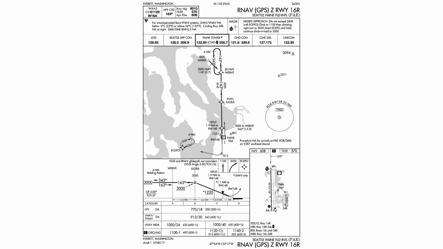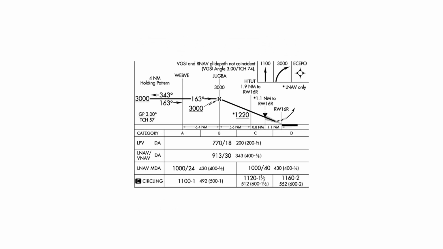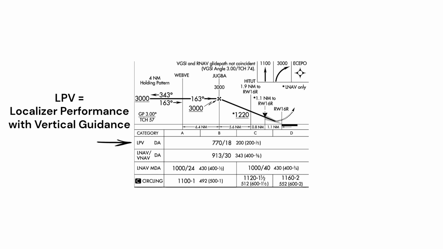Some RNAV approaches, such as this RNAV GPS approach into runway 16 right at Paine Field in Everett, are not technically precision approaches, but provide a high level of accuracy similar to an ILS. Notice how this approach has LPV, which stands for Localizer Performance with Vertical Guidance. Again, while not technically a precision approach, they provide both lateral and vertical guidance, similar to an ILS. This has made them increasingly popular, especially at airports without ILS systems.